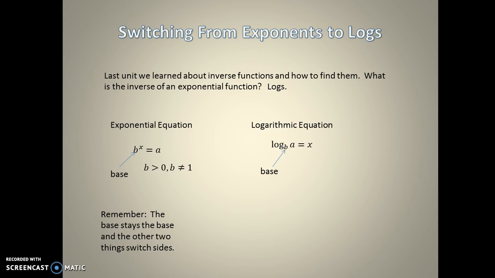Alright, so what if I wanted to switch from exponents to logs and logs to exponents? Well, the first thing you have to do is remember that the base stays the base and the other two things switch sides. That's how I remember how to switch them back and forth. So if I had 4 to the x power is equal to 14, it's hard for me to know what x is, but if I could change it to log form, then I could put it in my calculator and find the answer. So the base is 4. So the base is going to stay the base and the other two things switch sides. So I end up with log base 4 of 14 because the 14 and the x switch sides of the equal sign. So log base 4 of 14 is equal to x.